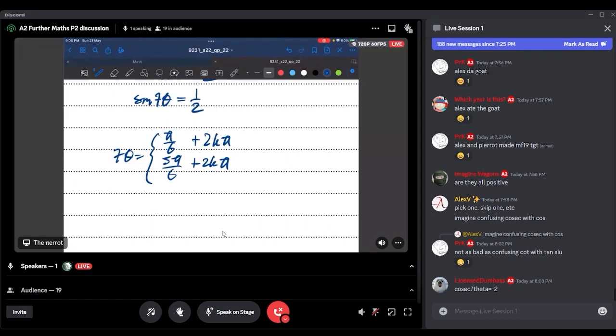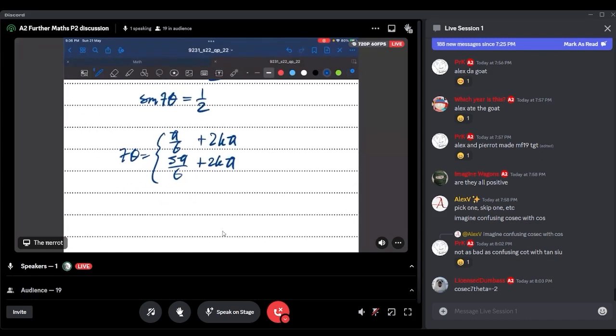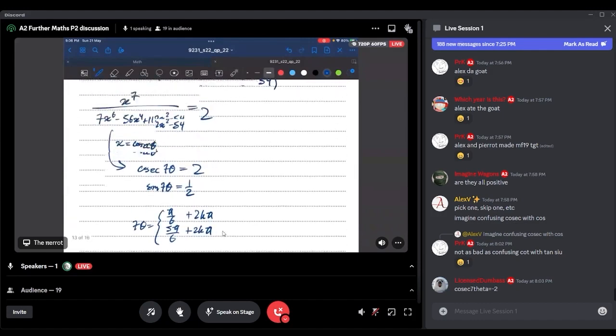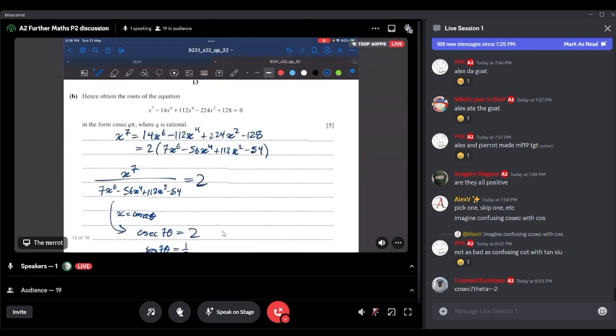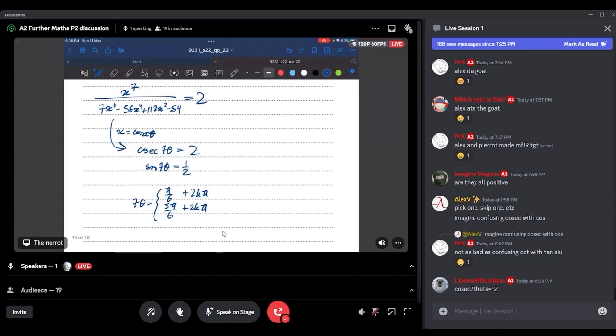Many people have already asked this question in the chat. What range of theta should I find? I think that's the most confusing part. Until where should I stop? What's the range of theta I should find?